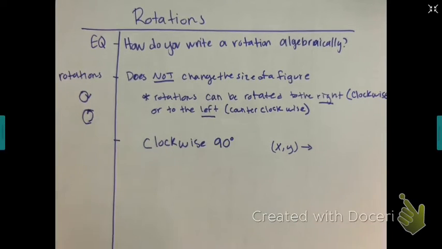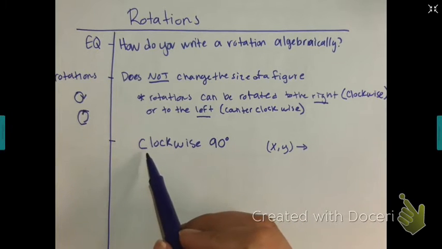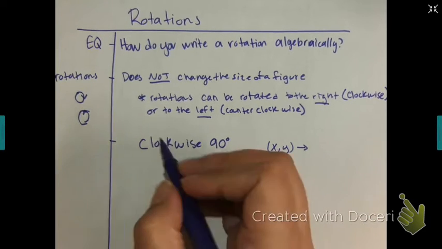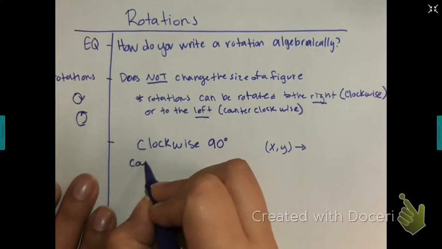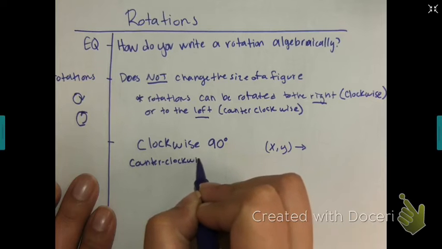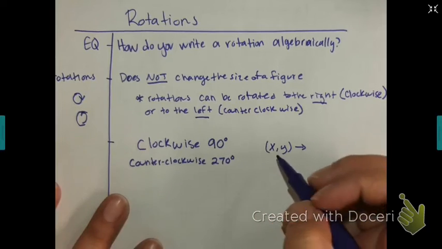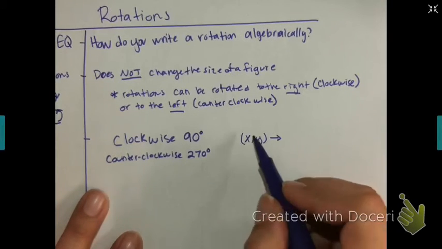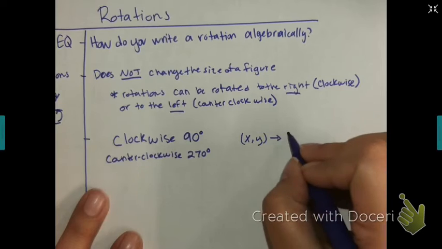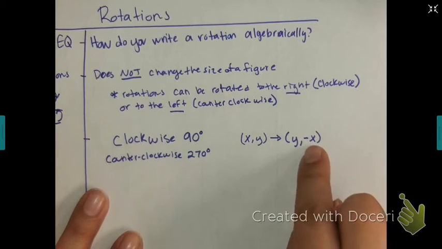Okay, so there are some algebraic rules that we have to write. If your rotation is clockwise 90 degrees or counterclockwise 270 degrees, this is what your algebraic expression will look like. You have your regular (x, y), and it's changing to (y, -x). So you are changing the signs on your x's. If it's positive, you'll change it into a negative. If it's negative, you'll change it to a positive.